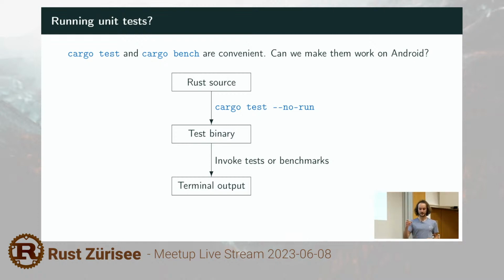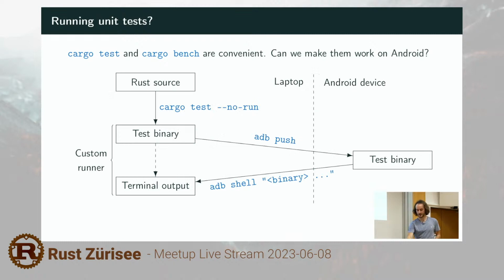And then, secondly, the tests, or the benchmarks, are invoked, and you get a terminal output. What you can do is register with cargo a special custom runner that will take this test binary as input and do whatever you want it to do. So here, with this Android debug bridge command, we can push the binary directly to the Android device. So it's directly a plain binary.